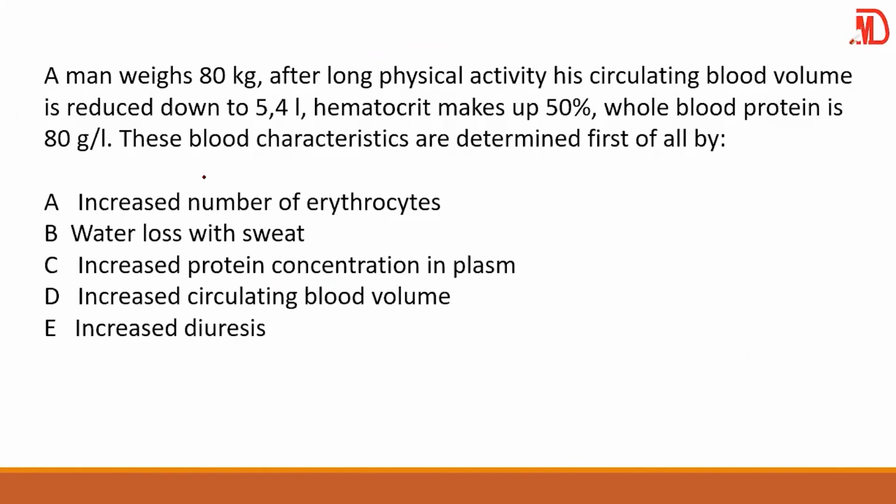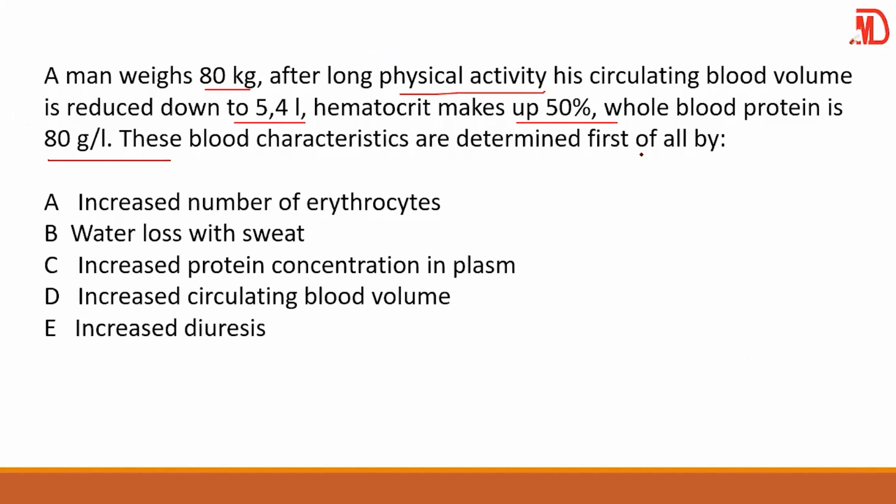We have a man who weighs 80 kilograms. After long physical activity, his circulating blood volume has reduced to 5.4 liters. Hematocrit, that is the packed cell volume, is 50%. Whole blood protein is 80 grams per liter. These blood characteristics are determined first of all by what?